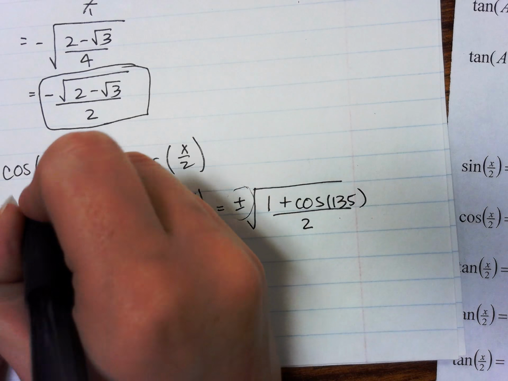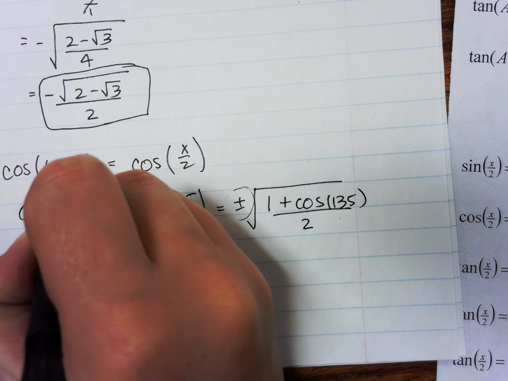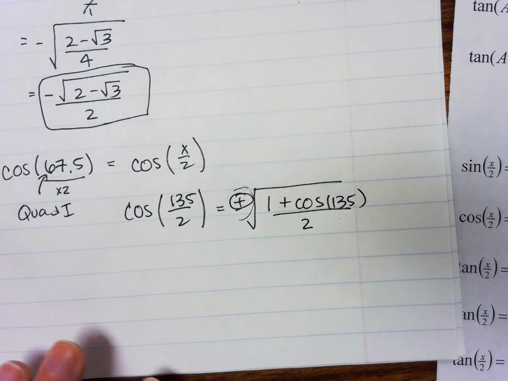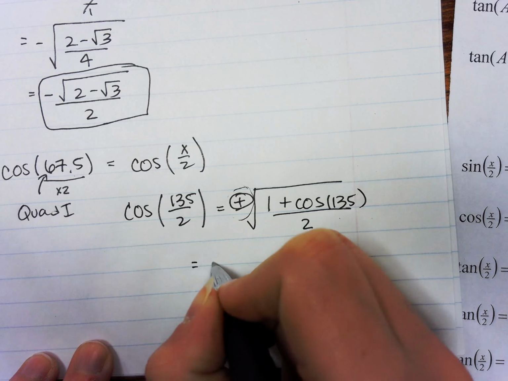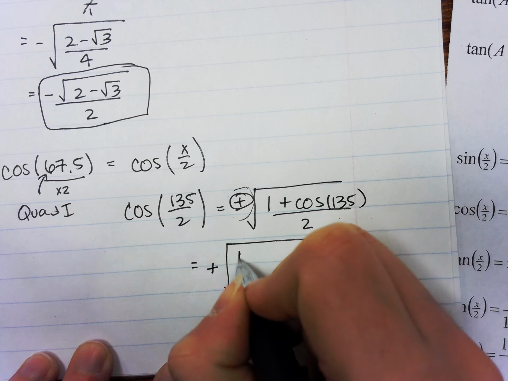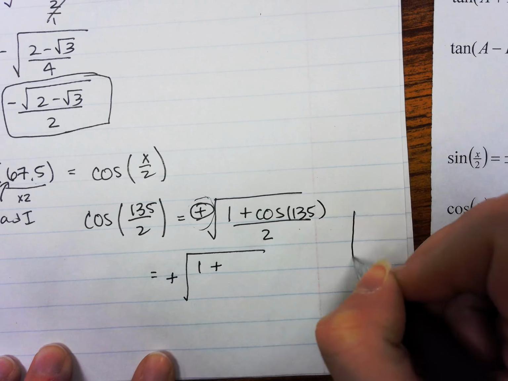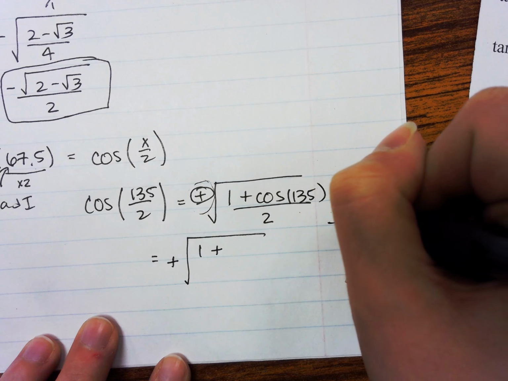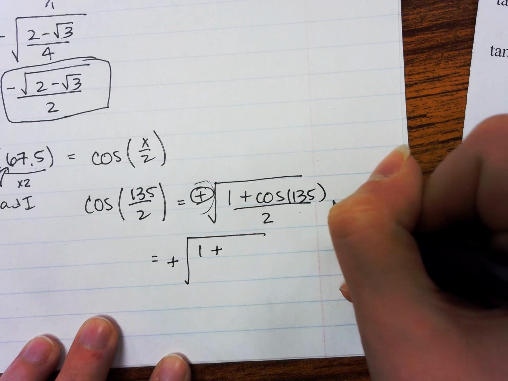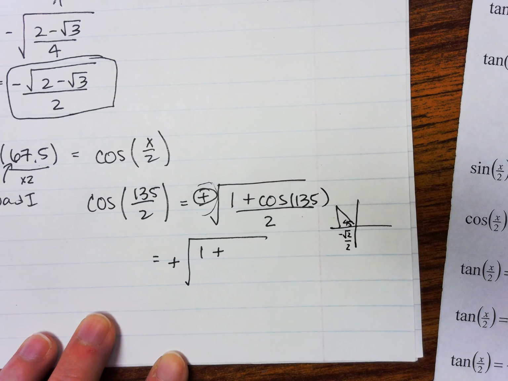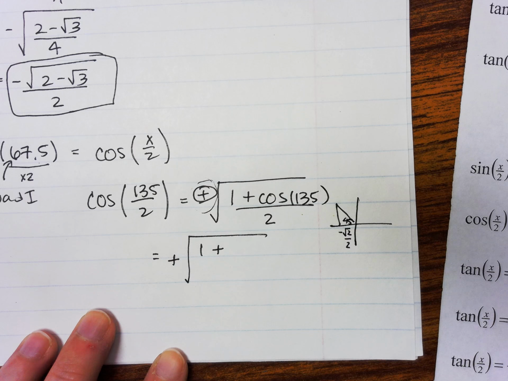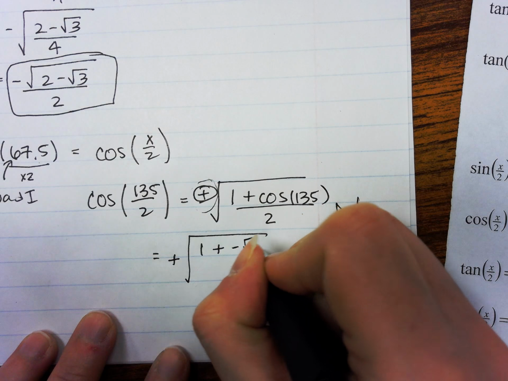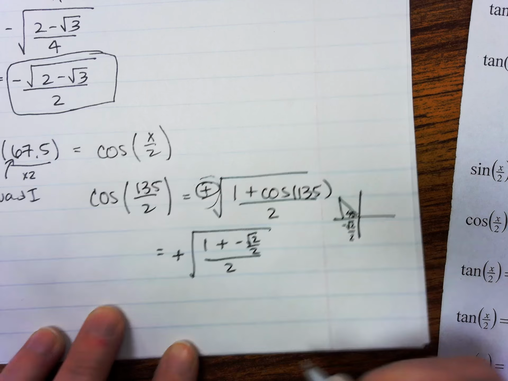And this value, our theta, is in quadrant 1. So we're going to take the positive version of this fraction. So positive square root of 1 plus cosine of 135, that's in quadrant 2. It's a reference angle of 45 degrees. In quadrant 2, my cosine is negative. So this is negative root 2 over 2.